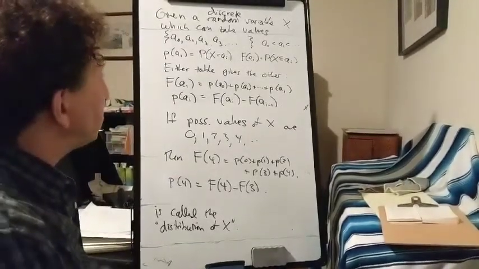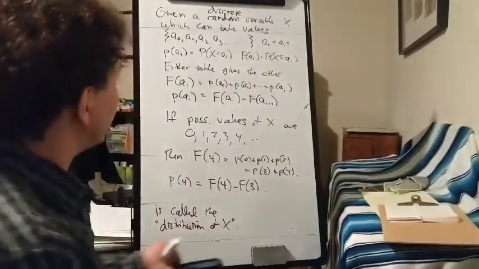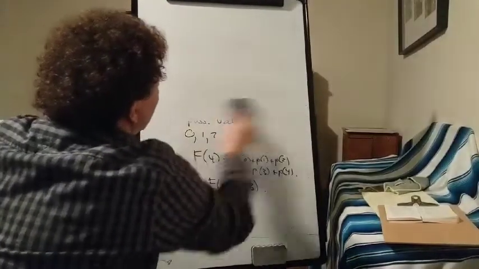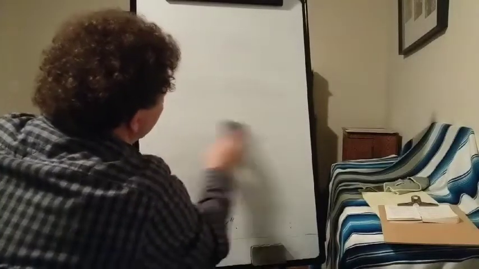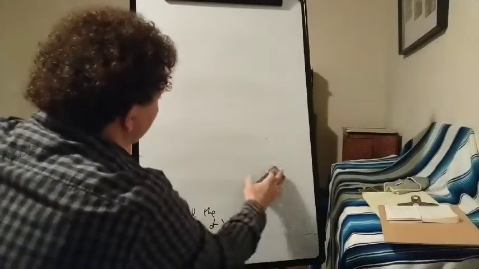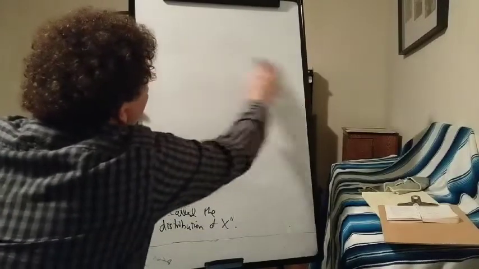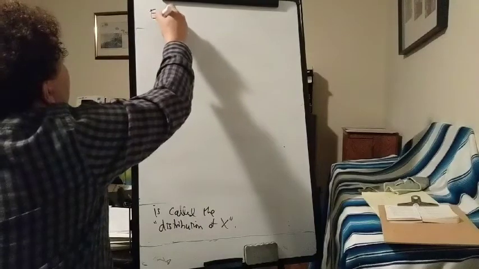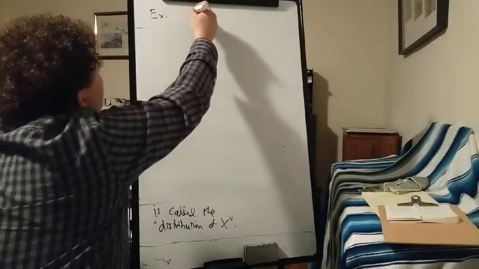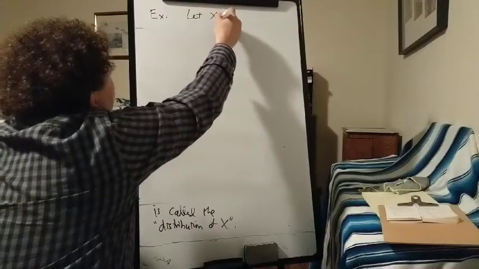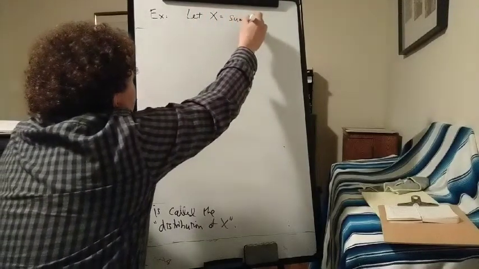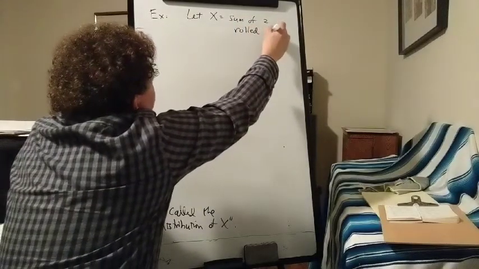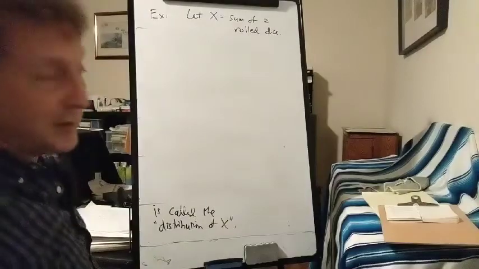All right, so let's write out a probability distribution table. So for example, let X be the sum of two rolled dice. So we'll roll the dice and let X be the sum that we see.